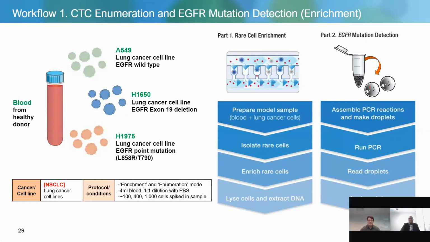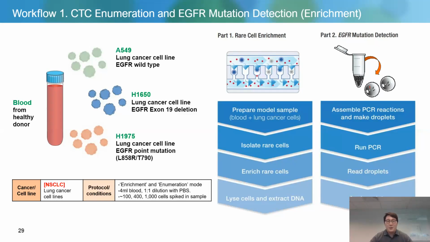Thank you, Abby. So, in this first workflow, we wanted to detect different types of EGFR mutations in CTCs. As a model of CTCs, we prepared 3 different lung cancer cell lines, A549, H1650, and H1975, that have EGFR wild type, EGFR exon 19 deletion mutation, and EGFR point mutations such as L858R and T790M, respectively.